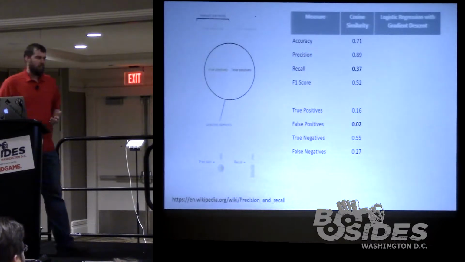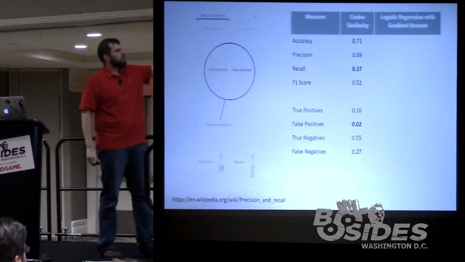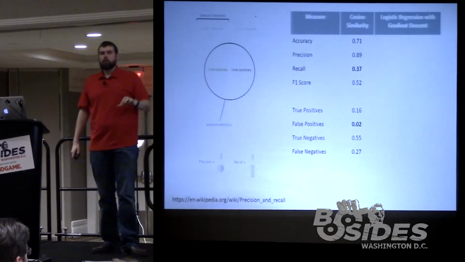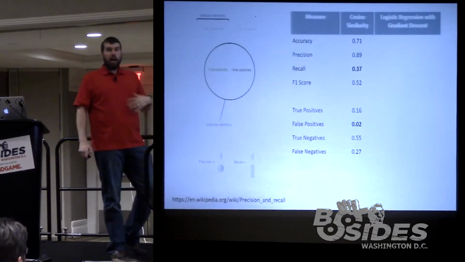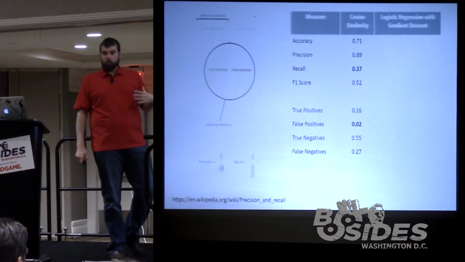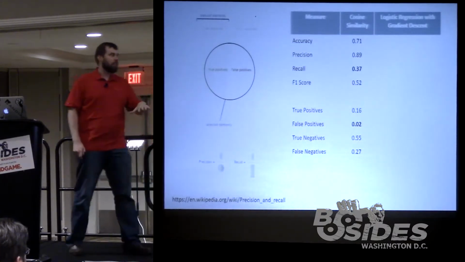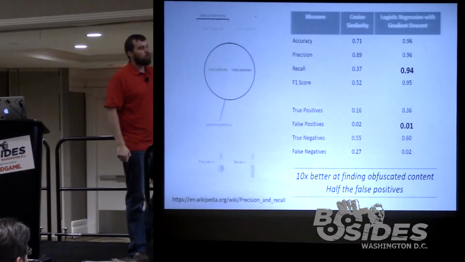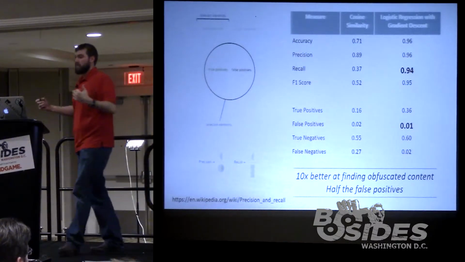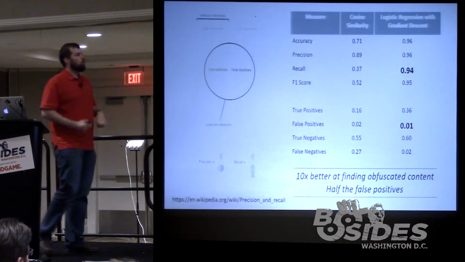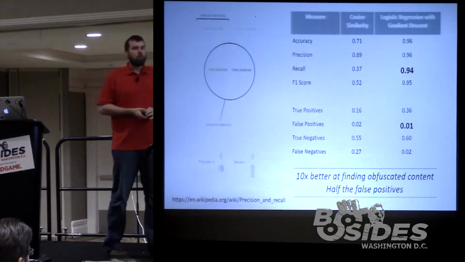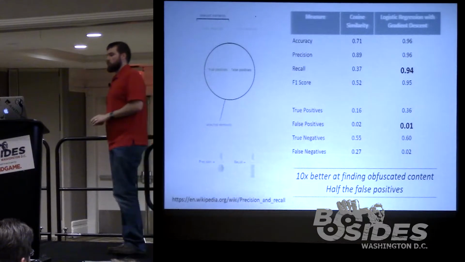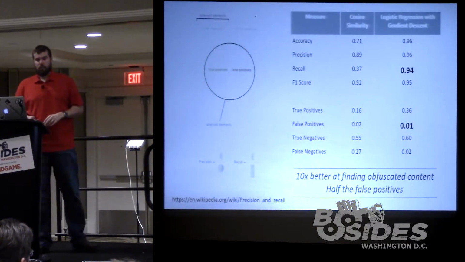So how does this actually work at the end of the day? Well, remember our cosine similarity, we had 89% precision and recall was 37%. Now, for anyone who's not a blue teamer in the house, this next slide is our equivalent of getting DA. So we're going to get really excited about this. Our model performed at 96% precision and 94% recall, which we were really excited about. And false positives were 0.01. So this model is literally 10 times better at finding obfuscated code with half the false positives. So we're really, really excited about this.